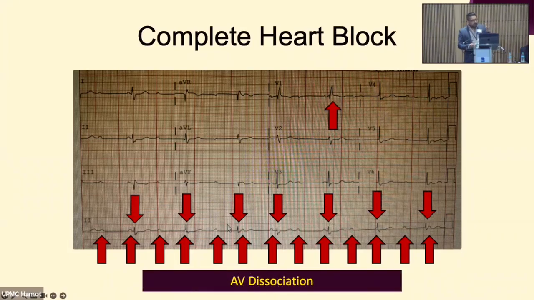This is AV dissociation, which is a hallmark of complete heart block, meaning the A and the V are not talking to each other at all. They're moving along independently of each other. This patient has an escape, so that's a good thing. That heart rate's about 40 beats a minute, so at least their junction is working.